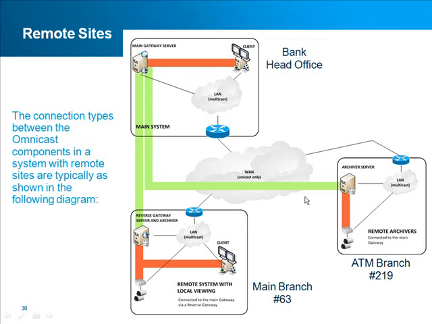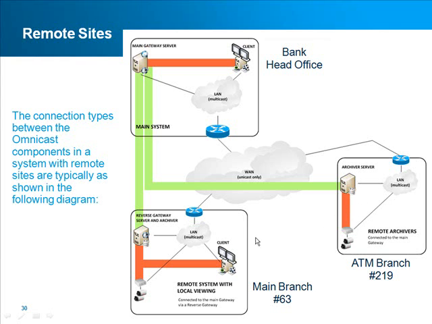In our first site on the right, we just have an archiver server and some local video units. This may be a smaller branch without anyone on site who would be monitoring the local cameras. The communication between the archiver and the video units is in multicast, as they are on the same local area network.